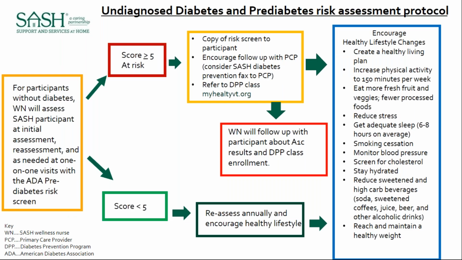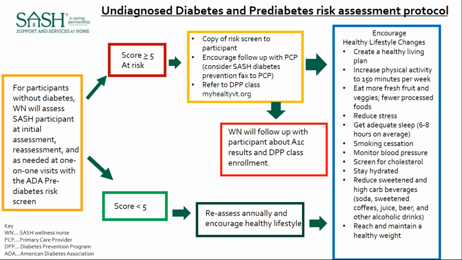Next slide. This is the protocol to go with this new screen. It's pretty simple. It's going to be posted on STAR, and hopefully it's all things you're doing already. So we'll perform the screen at initial assessment and at all reassessments for all participants, again, without a diagnosis of diabetes or prediabetes. Our imaginary participant had a score of 7, putting her at risk for prediabetes.